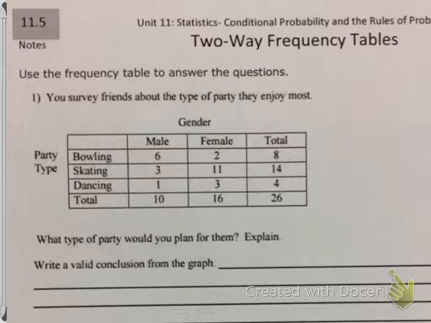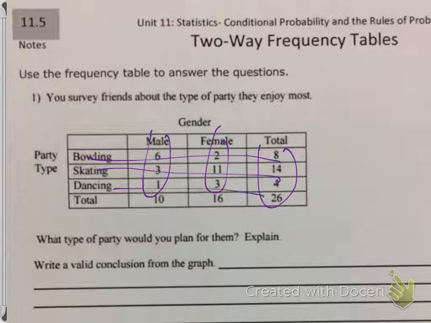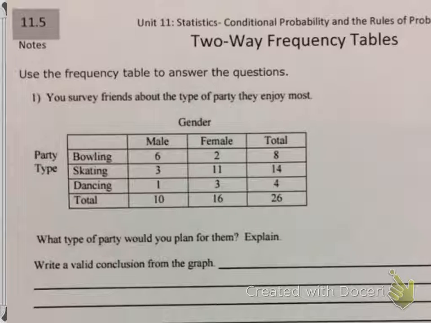You survey friends about the type of party that they enjoy most. And then there's just this table here that shows you boys, girls, and the totals, and then bowling, skating, dancing, and the totals. So all of the information that we need is right on this chart to answer the questions below. So looking at that chart, what type of party do you think you would plan for them?